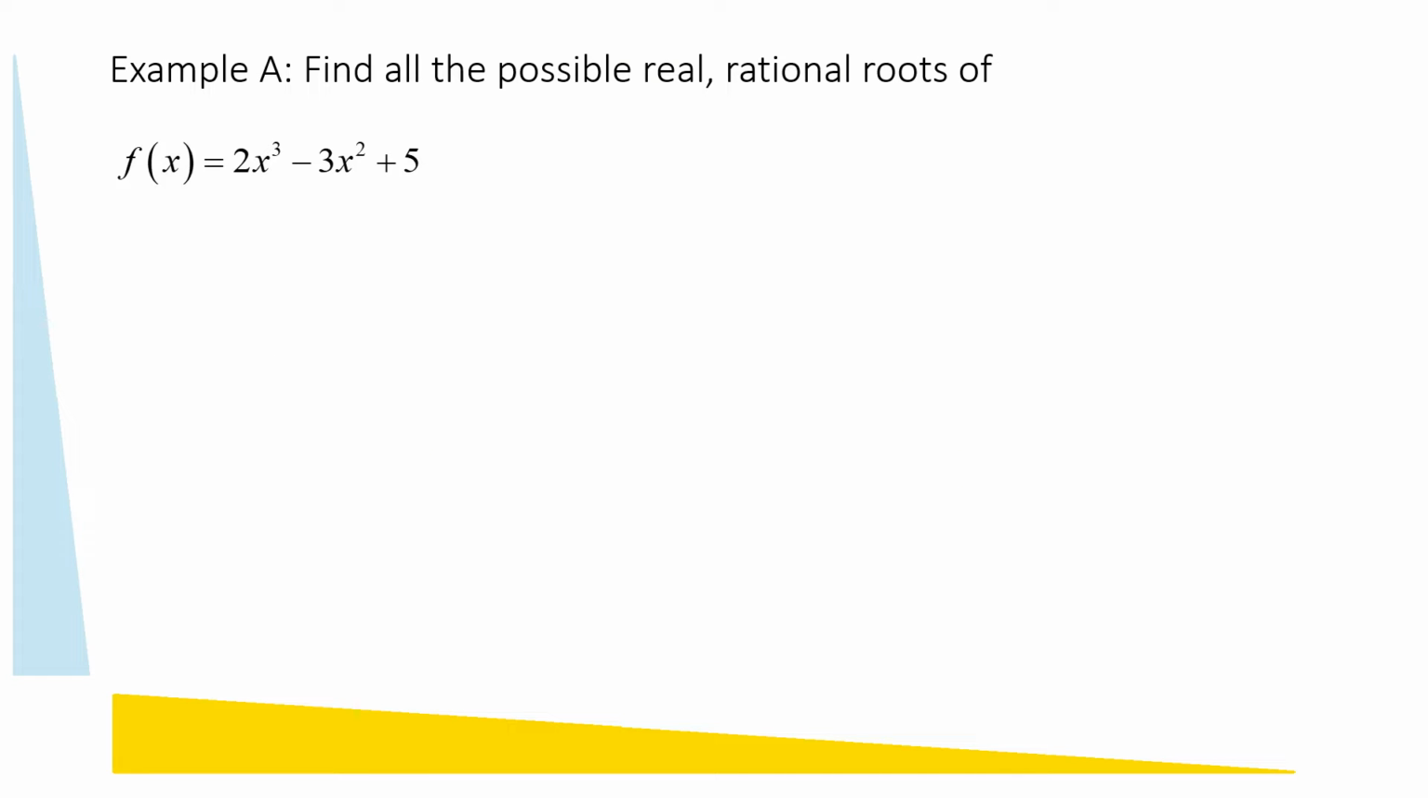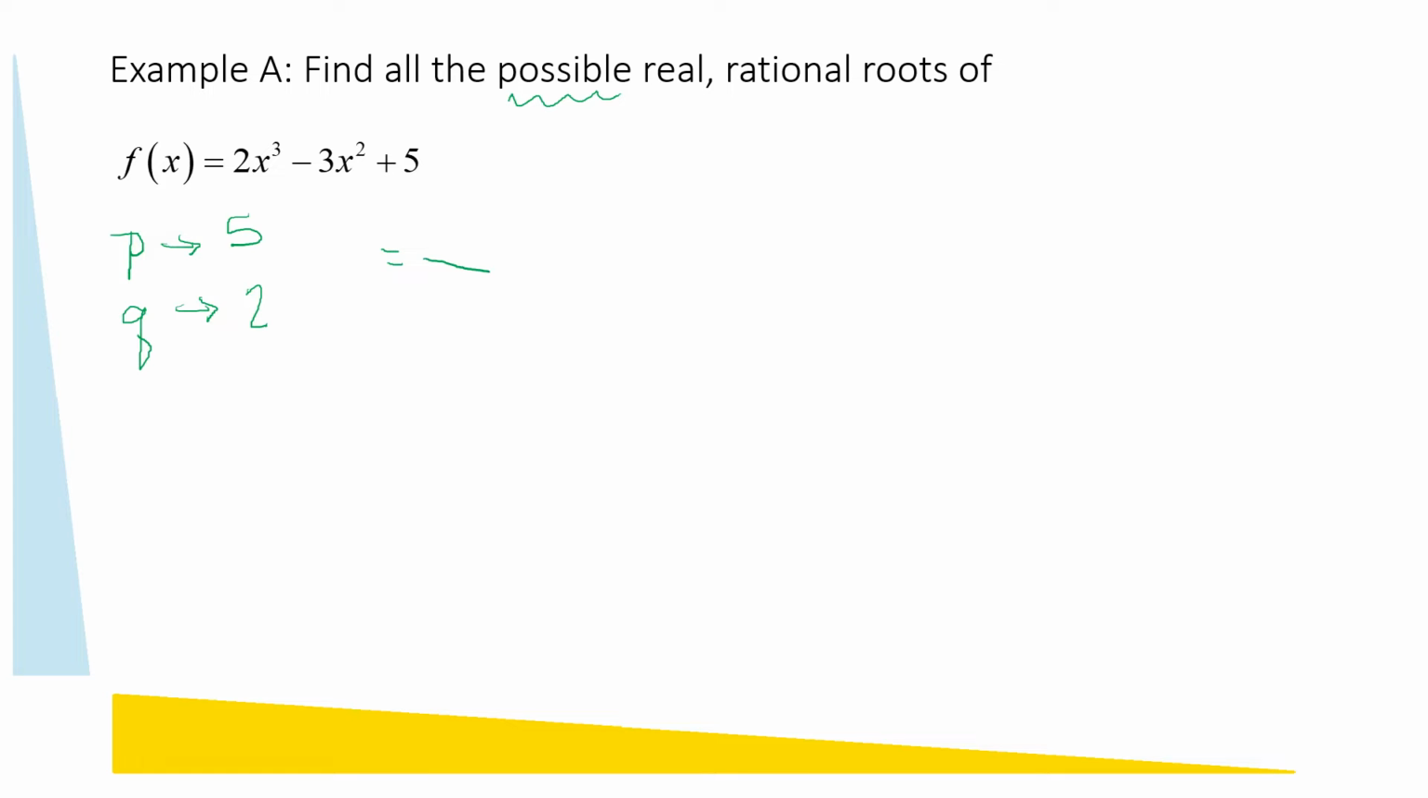Here we have a polynomial function, f of x equals 2x cubed minus 3x squared plus 5, and we want to find all the possible, and that's an important word here, possible real rational roots of this function. So we need to identify what our p is. Remember, p is going to be the factors of 5, and q is the factors of 2.